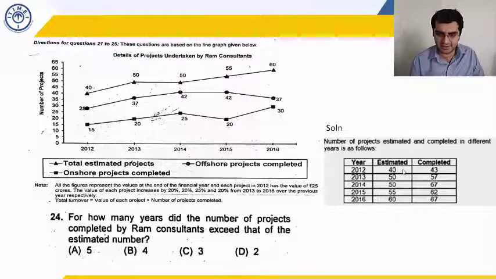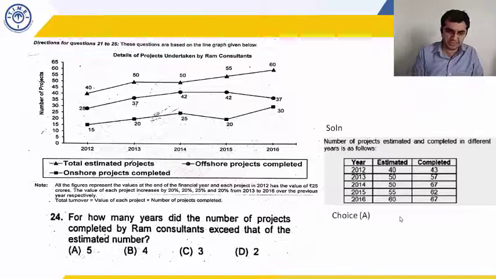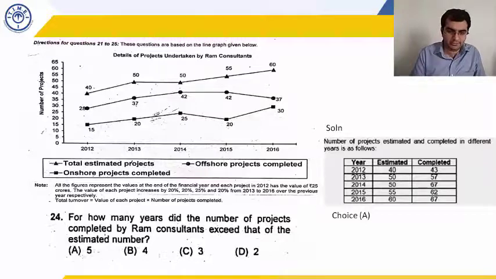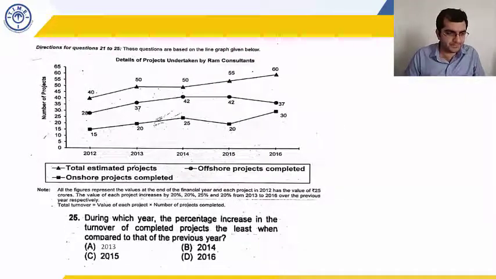And I see that 2012 completed projects is more, 2013 is more, 2014 is more, 2015 is more, 2016 is more. That means for all the years, completed projects are more than estimated projects. So the answer should be choice A, 5 years. Okay, very straightforward question. Now, last question for today.